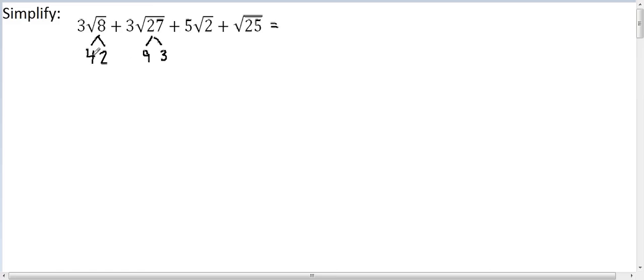So we first move the 4 out of the first square root, and when we do, we get 2, and 3 times 2 is equal to 6, and we're left with the square root of 2 inside. Next, the square root of 9 is equal to 3, and 3 times 3 is equal to 9, and we multiply that by the square root of 3. The next term we can't simplify, so we'll just copy that, 5 multiplied by the square root of 2, and finally the square root of 25 is equal to 5.